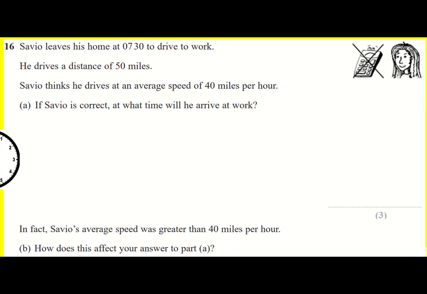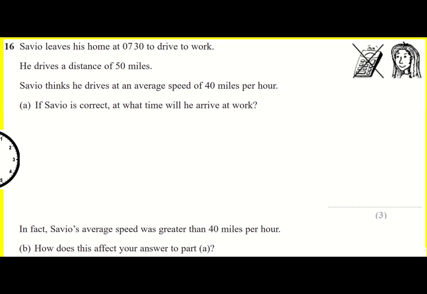Savio leaves his home at 7:30 to drive to work. He drives a distance of 50 miles. Savio thinks he drives at an average speed of 40 miles per hour. If Savio is correct, at what time will he arrive at work?